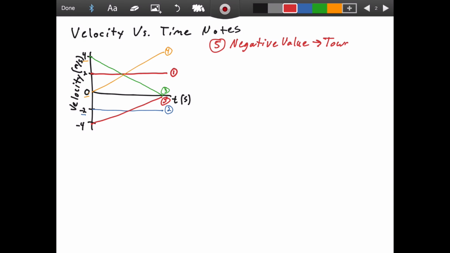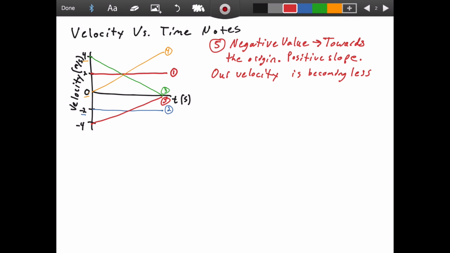The first thing that we want to notice is that we have a negative value for this velocity. We're starting at negative 4 meters per second and we're ending at 0 meters per second. That negative value is going to tell us that we're moving towards the origin. The next thing that we want to notice is that our line is actually sloped upward, meaning that we have a positive slope here. Like we said before, a positive slope is going to indicate that our velocity is becoming less negative. In other words, our velocity is becoming more positive. A positive slope also translates to a positive acceleration.